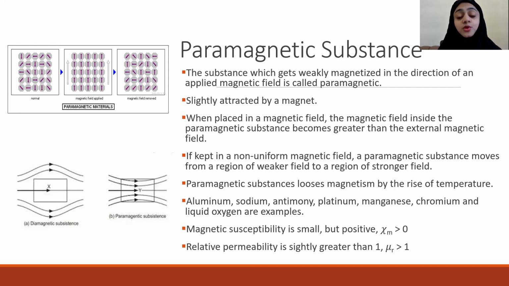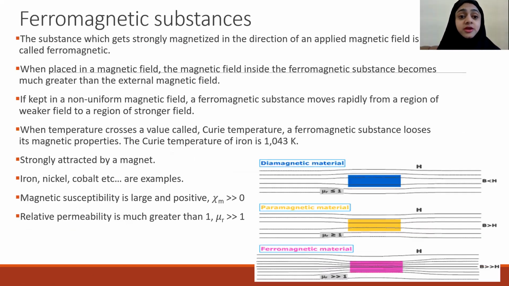Now let us see ferromagnetic substances. Ferromagnetic substances, as you can see here, get strongly magnetized in the direction of an applied magnetic field. So here, this is a picture comparing what happens when you place a diamagnetic material, a paramagnetic material, and a ferromagnetic material in a magnetic field. Here you can see that the diamagnetic material slightly pushes the magnetic field lines out of it, so that the density of magnetic field lines inside the material is less than that outside.